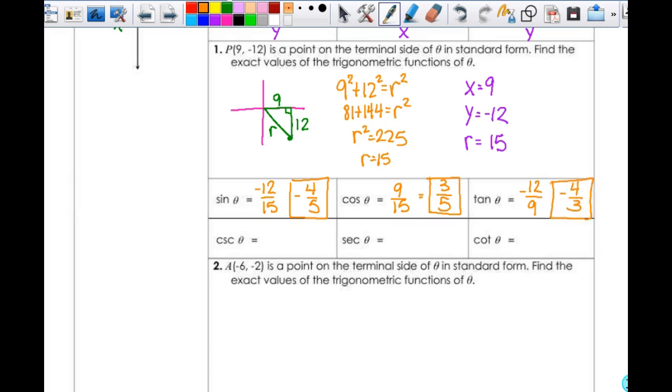Okay. Cosecant is r over y. So technically that's 15 over -12, but cosecant is also the reciprocal of sine, so I can just take the reciprocal of the reduced, and I get -5/4. Secant is the reciprocal of cosine, so that gives me 5/3. And cotangent is the reciprocal of tangent, so it's -3/4. So although we're just taking reciprocals, we need to know how to find them individually also, as far as r over y and r over x and whatnot. All right, so let's look at the next one.